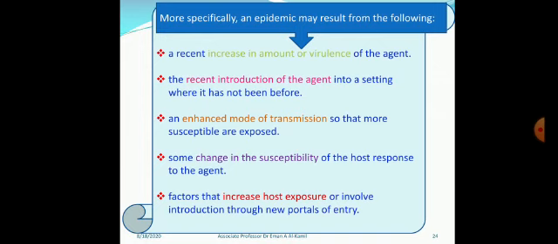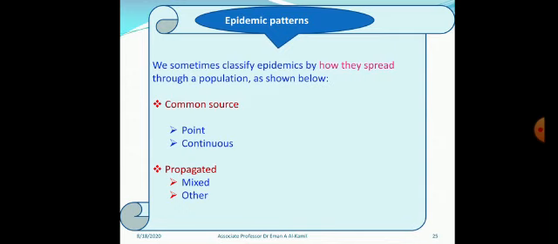Factors that increase host exposure or involve introduction through a new portal of entry are also regarded as one cause of the occurrence of an epidemic. There are different types of epidemic patterns, or how the infection occurs or spreads from individuals. There are two types of epidemic, either common source epidemic or propagated epidemic.